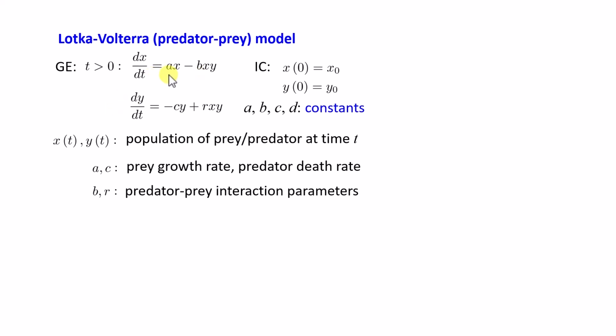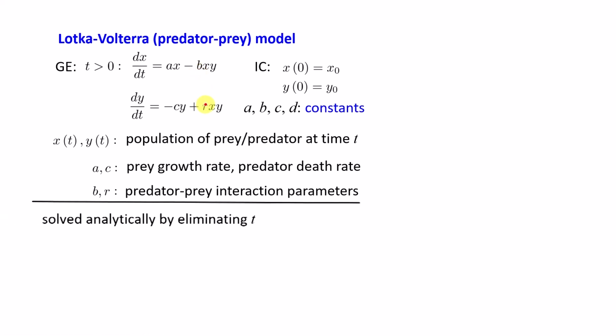So here this A and C give the rate of the individual population, but then we have this B and R, which give us the idea of what one population will do to the other. This B and R are actually the interaction parameters between predator and prey. This A, B, C and R, we take them as constant.